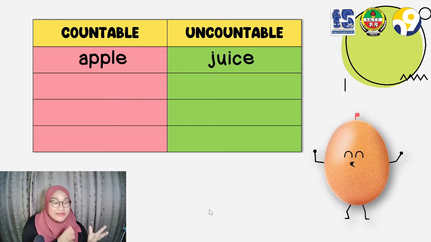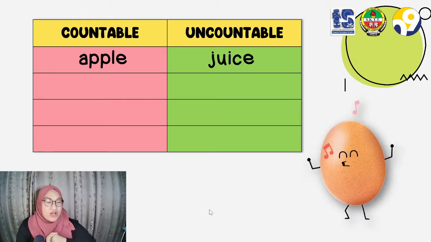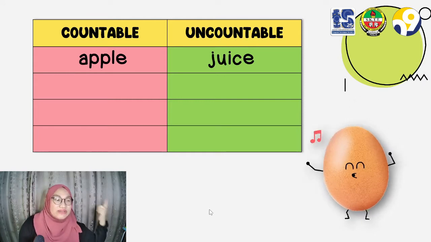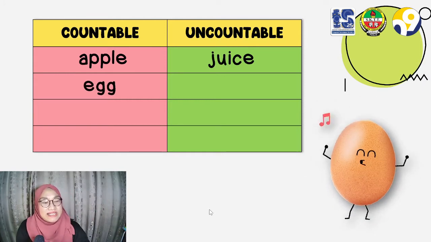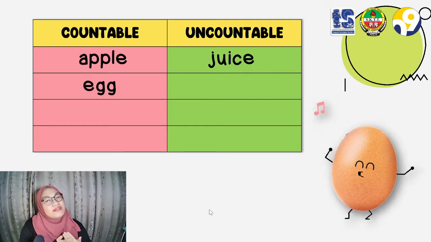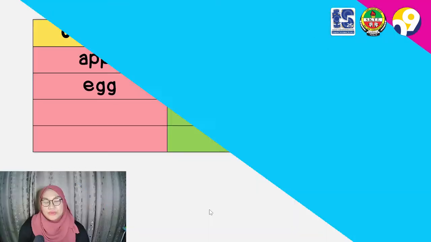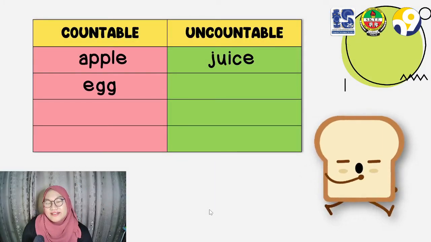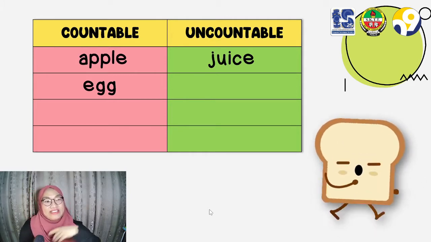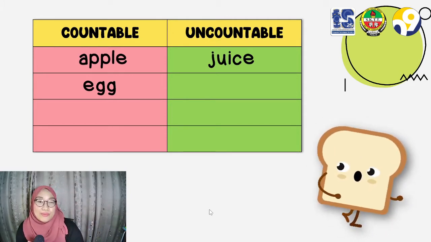Yes, obviously you can count egg. You can say sebiji telur, 2 biji telur, 3 biji telur. So, egg is a countable noun. Well done. We have bread. So, what do you think? Is bread countable or uncountable?